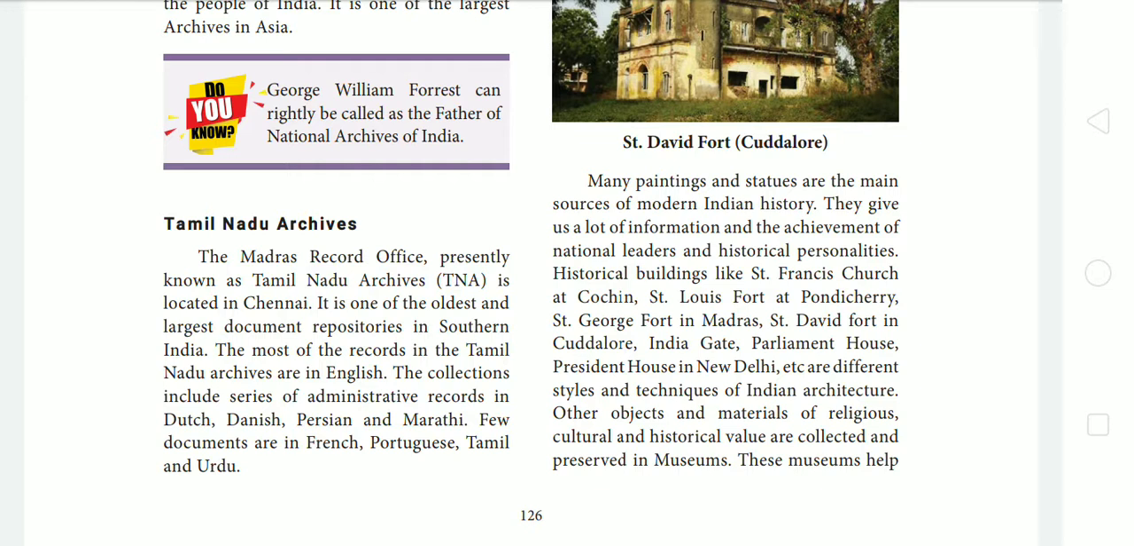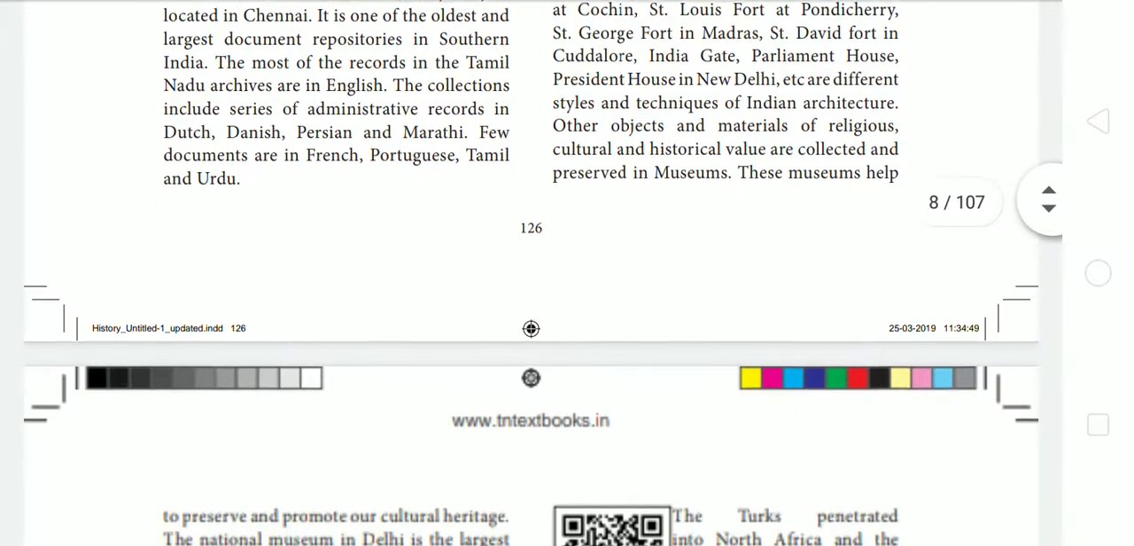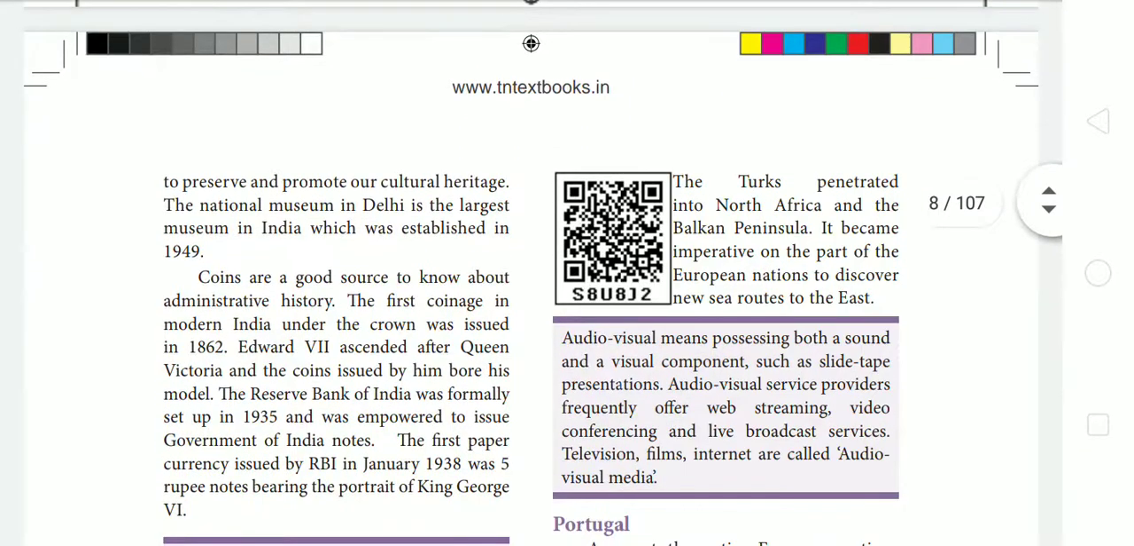Have you ever visited museums? Okay, good. These museums help to preserve and promote our cultural heritage. The National Museum in Delhi is the largest museum in India, which was established in 1949.